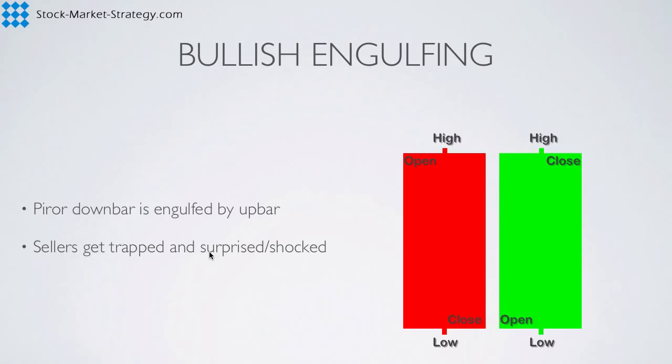It's a very powerful reversal signal, and this is what you should really think about: sellers get trapped and surprised, shocked. They see a big red down bar and people will go like, this is definitely going to drop, this is a big strong momentum bar to the downside, and all that is completely reversed on the next bar. Just takes one bar and those people are shocked.